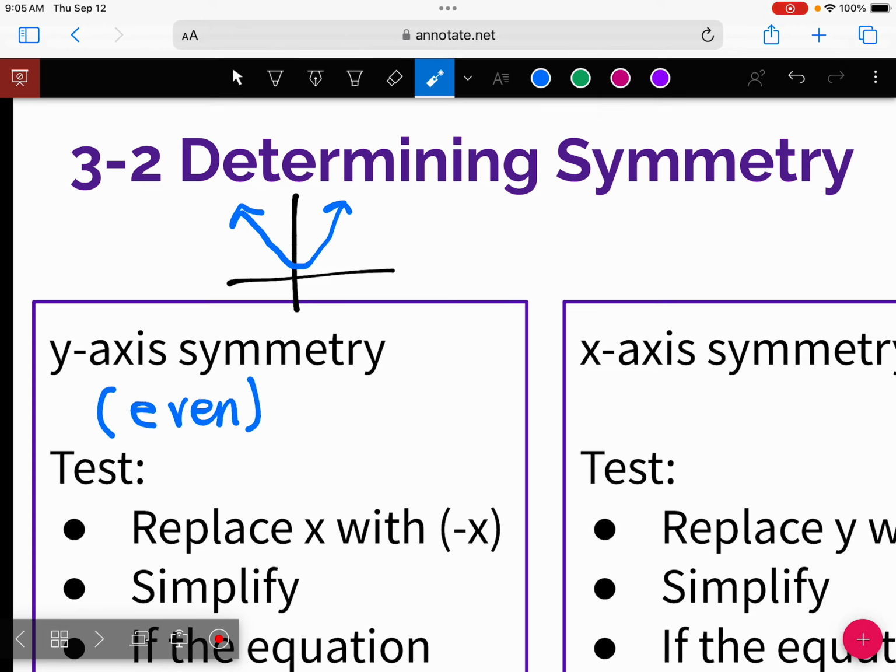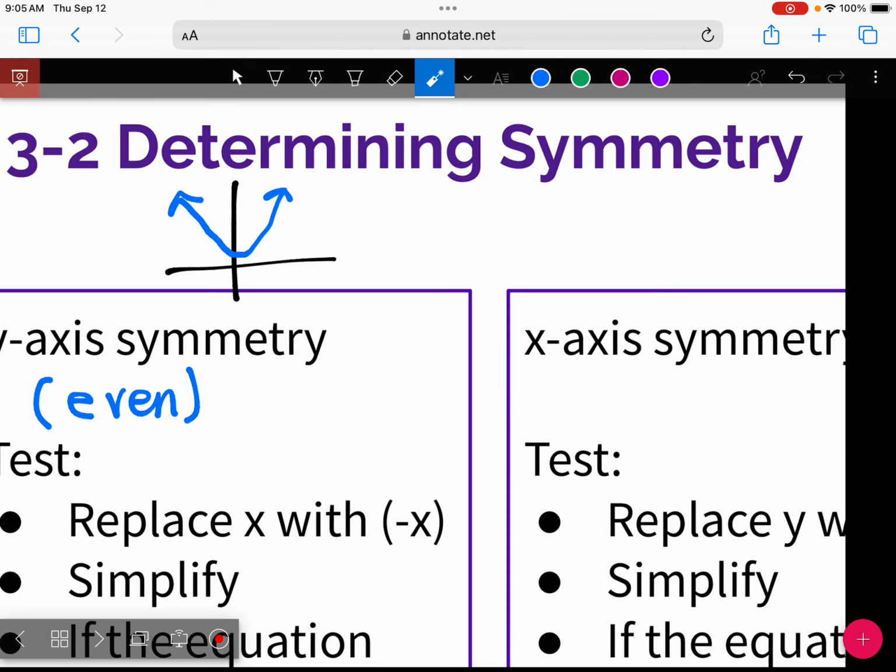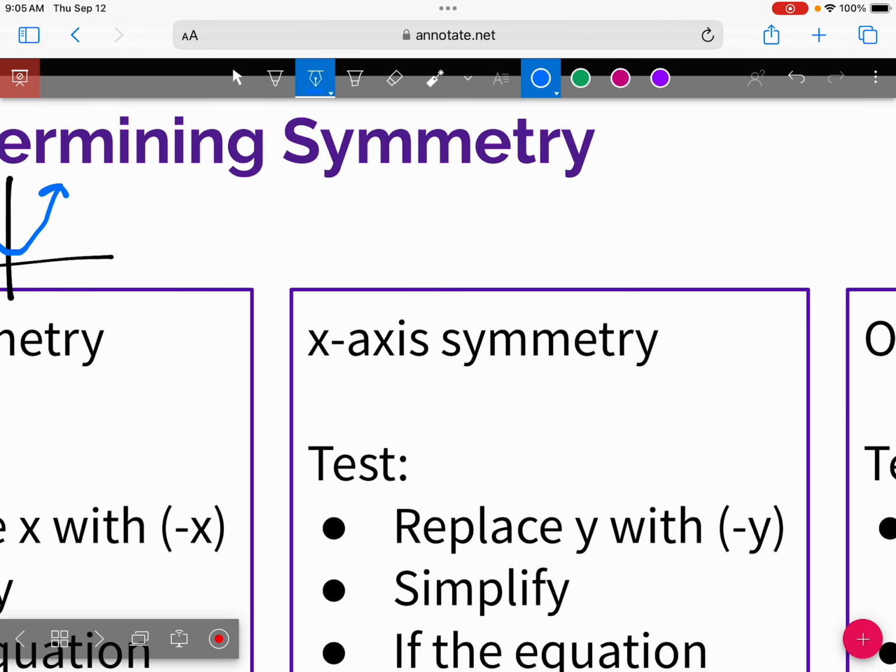It is also called even. You don't have to use that name, but I was just tossing it out there because you may have heard it before. X-axis symmetry doesn't have a special name. It's just called x-axis symmetry, and that would be something that is exactly the same across the x-axis. So that sideways parabola we drew yesterday has x-axis symmetry because it's exactly the same on either side of our x-axis. You replace y with minus y and simplify to see if it has symmetry.